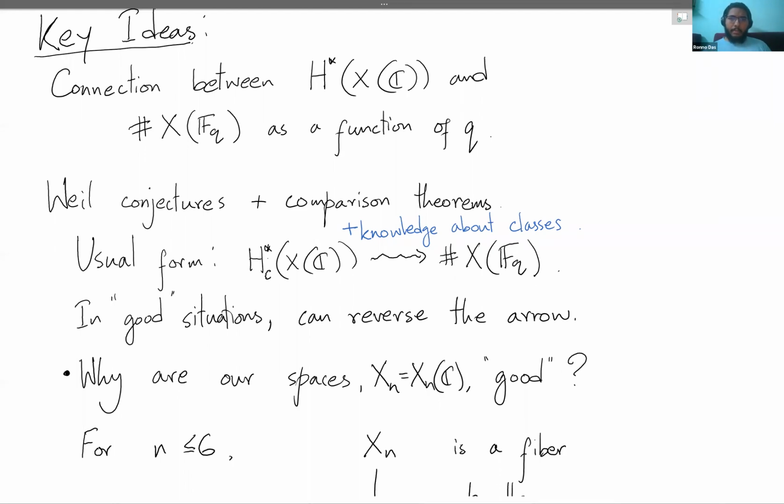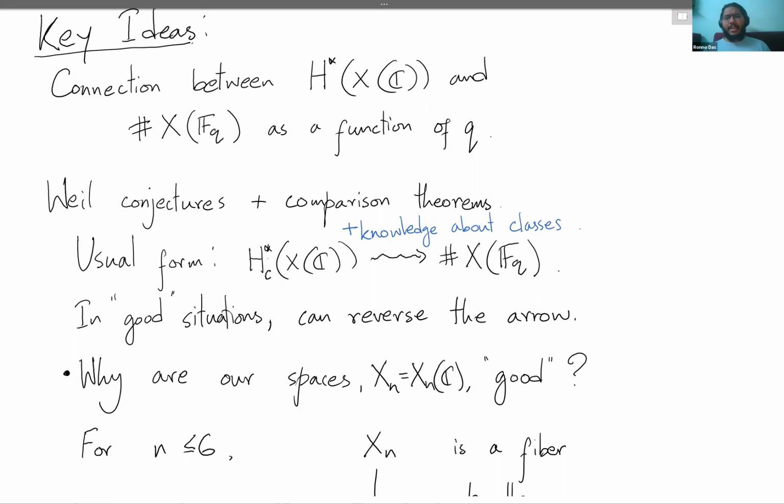So the usual form this takes is you know enough about cohomology, and then you can predict what the point counts are going to be. We are going to use a backwards version of this, which is: if you know you're in a good situation, which I'm not gonna write down what good is, but maybe I'll explain orally, so if you already know that the cohomology is not going to be bad in some sense, then you can reverse the arrow. You can go from the point counts to the cohomology, and that's essentially the idea.